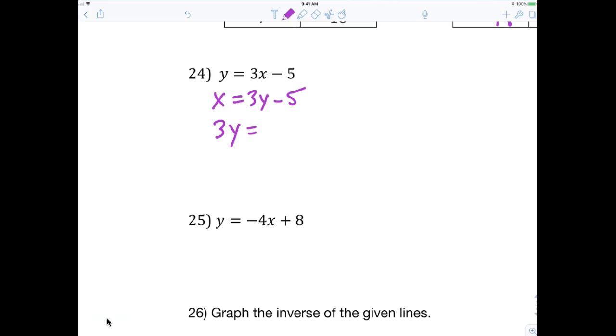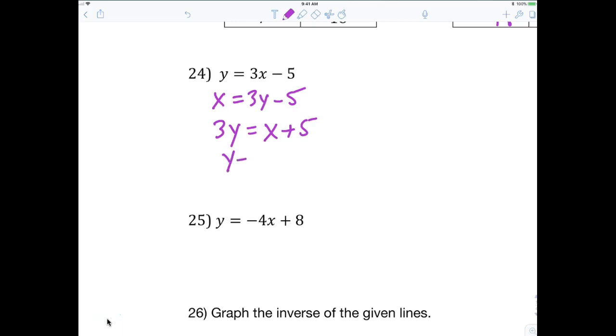3y equals what? No, I'm not asking that yet. You're moving things around. So what are you moving? The 3y or the 5? Oh, so it's what? So 3y equals 5 plus x. Good. Or x plus 5. So now, and then you divide.